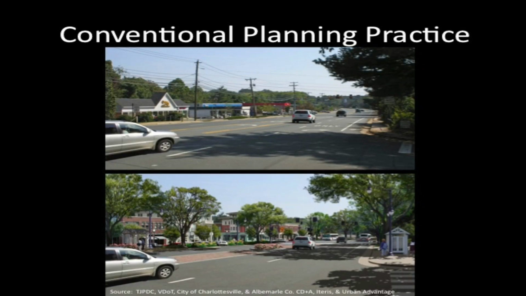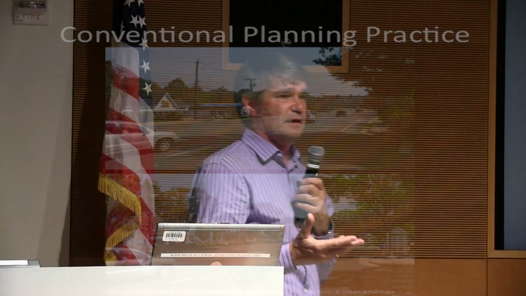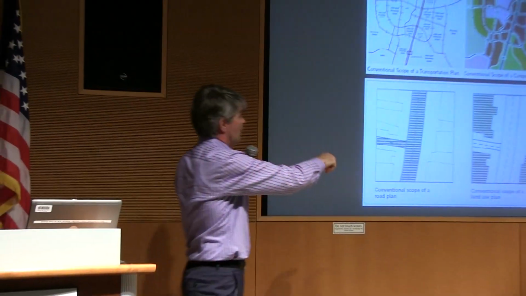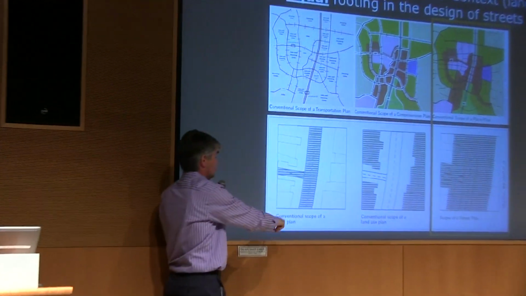So the conventional planning practice up until recently just simplified this relationship and individualized it. As a result, we ended up with streets that looked like the example at the top rather than what you see at the bottom. That's why everybody who recognized that there is an issue looked at how we can treat transportation planning and land use in an integrated fashion. This is depicted here at the very right, whereas here, this is the conventional scope of a roadway plan.